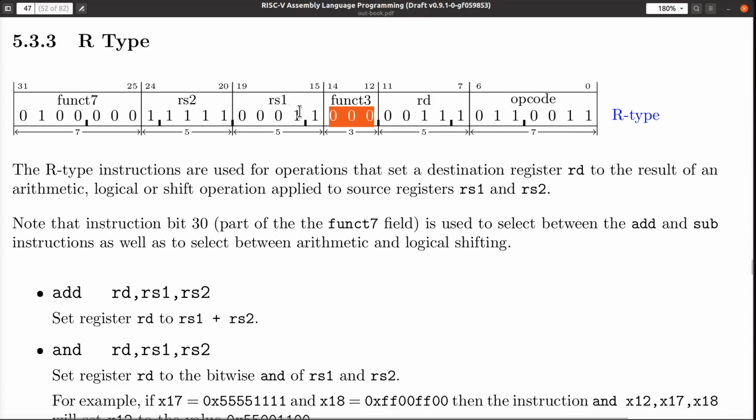And then once I've ANDed this out of the instruction, I would shift that result right 12 bits, and I would then have an integer value that goes from 0 to 7 representing the func3 value.